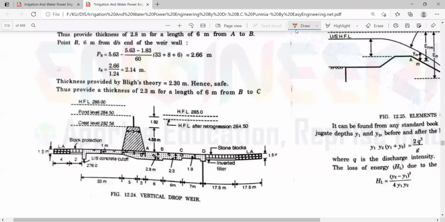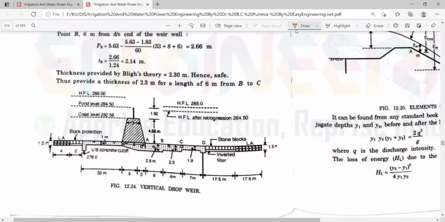So here, at point A, we need to provide 2.8 meters. At location B, we need to provide 2.3 meters. At location C, the thickness we need to provide is 1.7. After that, we need to design the length of the impervious apron, which is 1.5 times D1 and 2 times D2. These values are already fixed, so from that we can calculate this length and all those things.